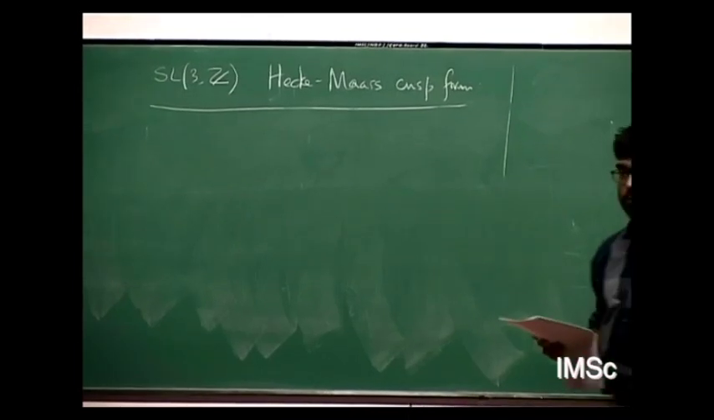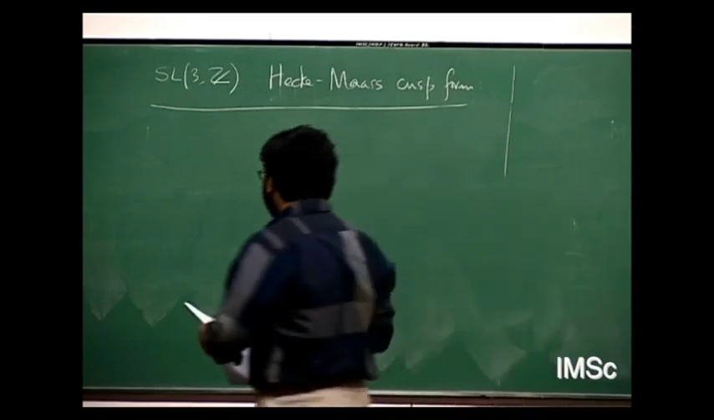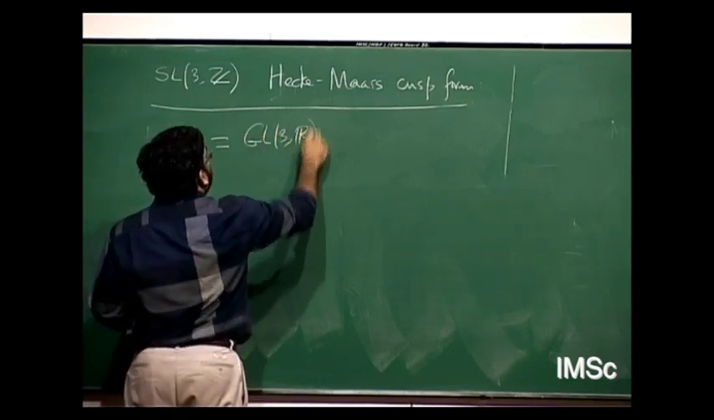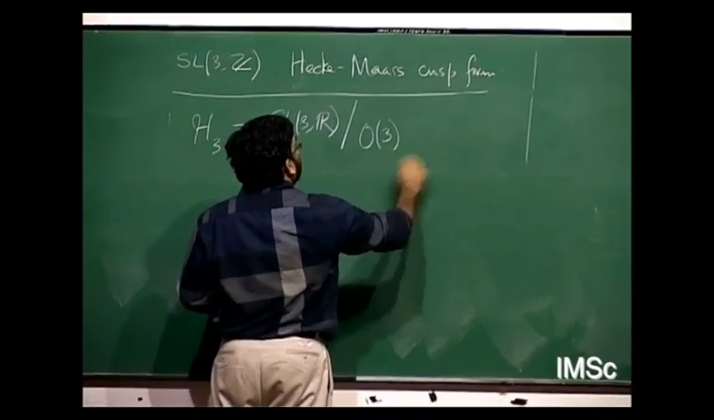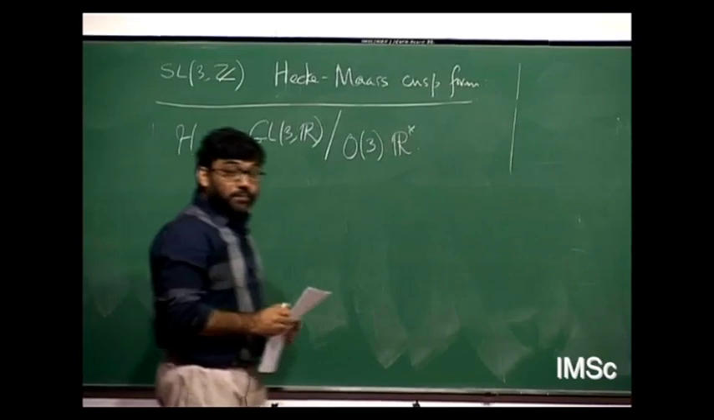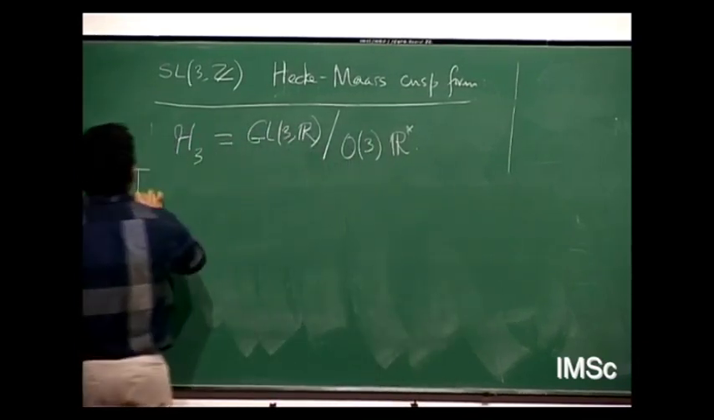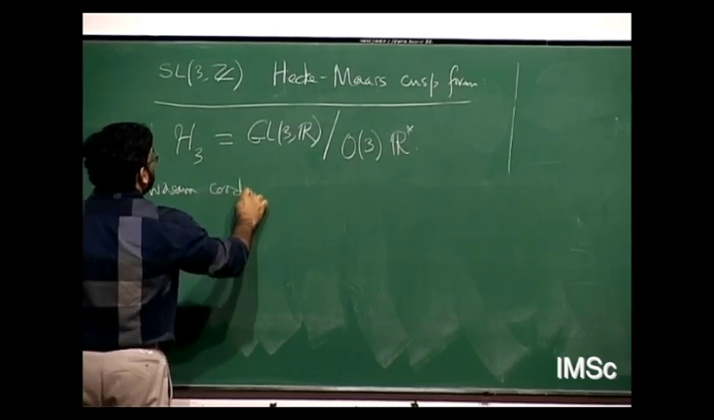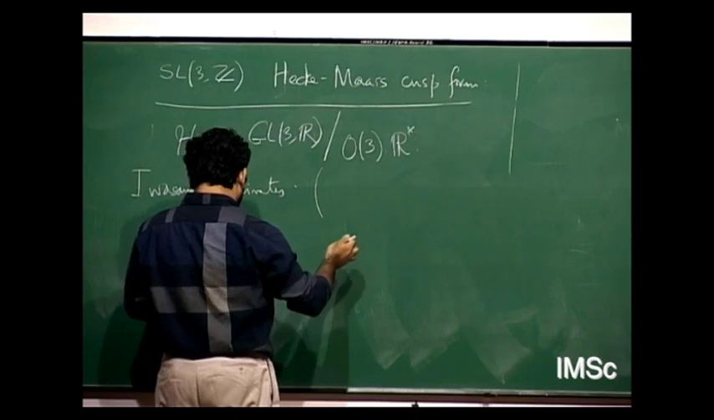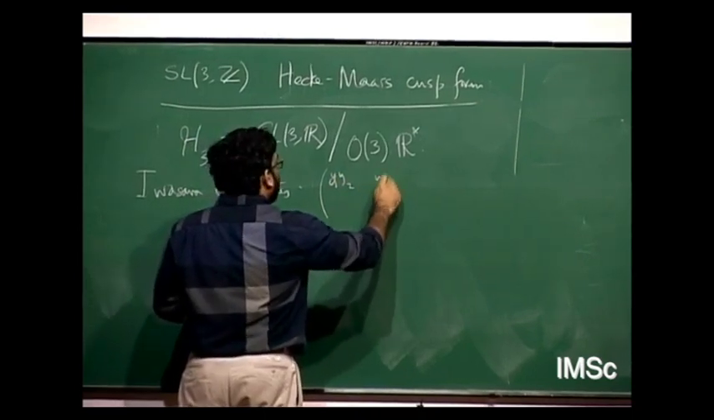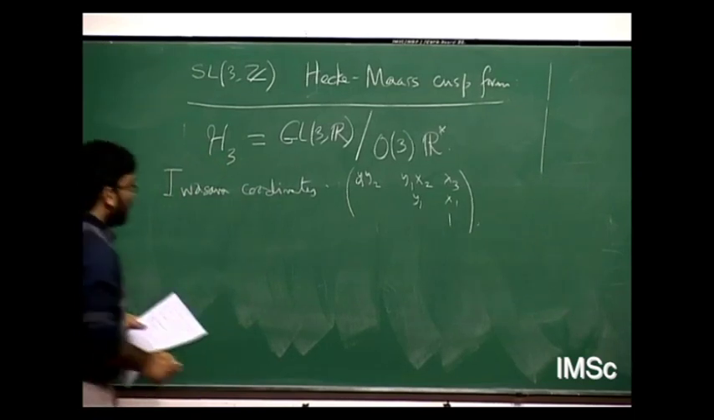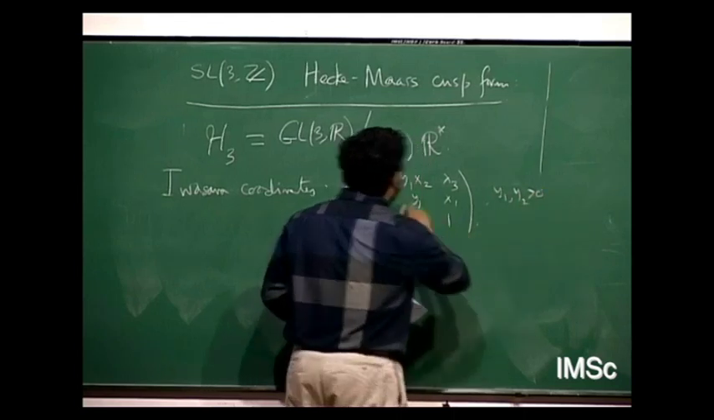Like in the case of holomorphic forms and Maass forms, you have an upper half plane. So we start by defining the analog of the upper half plane. It's denoted by H3, and it's going to be GL3R modulo the orthogonal group times the scalar matrices. That's the analog of the upper half plane, and we have the Iwasawa coordinates. Any point in H3 can be represented uniquely by a matrix of the form y1y2, y1, x2, x3, y1, x1, 1, where y1, y2 are positive and the xi are real.